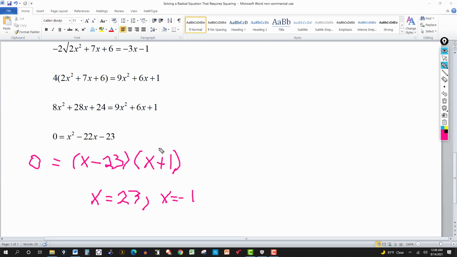Okay, but as we saw in the first method, the x equal to negative 1 was not a solution, so we have to reject it, where x equal 23 does work.